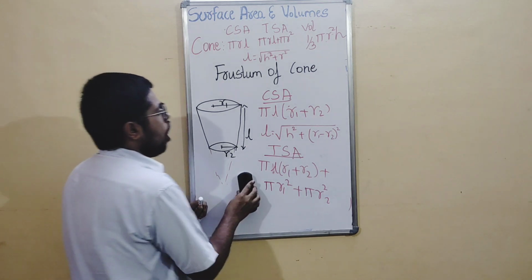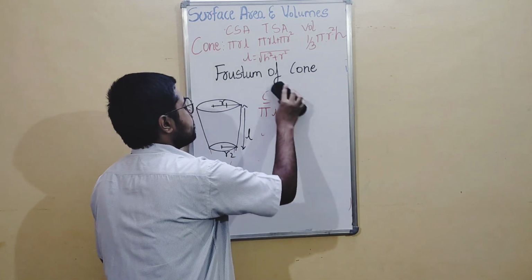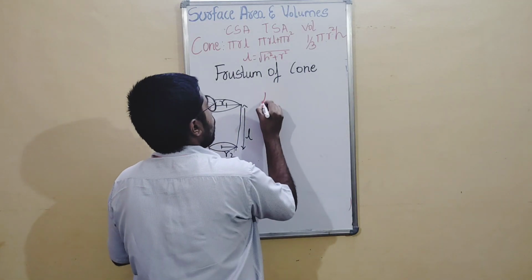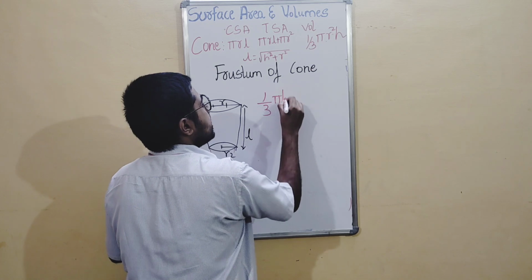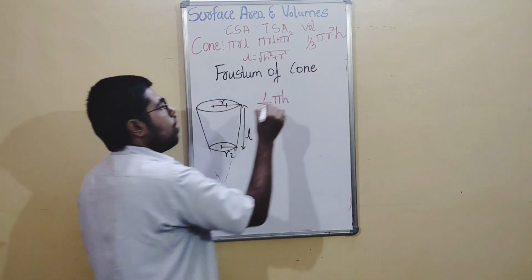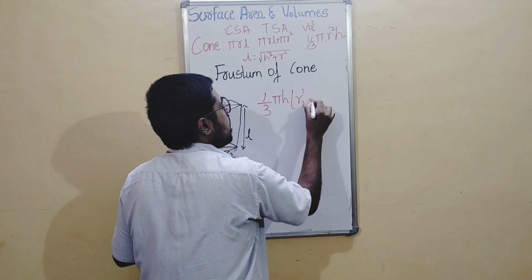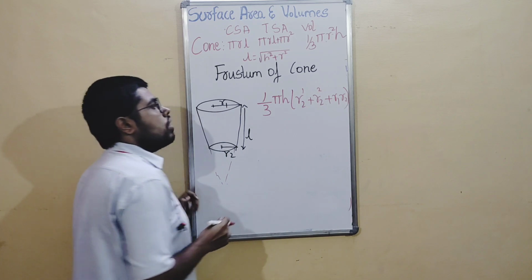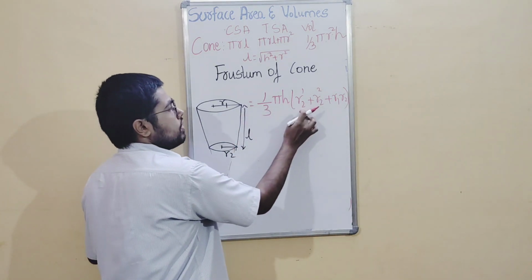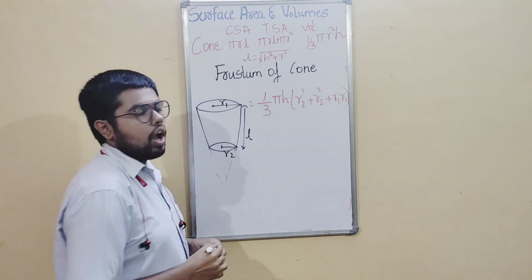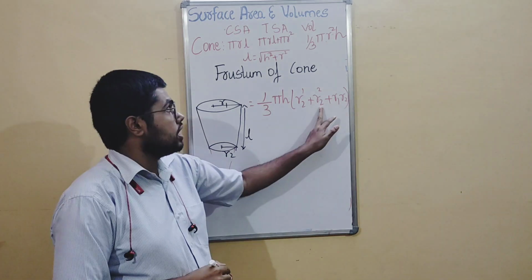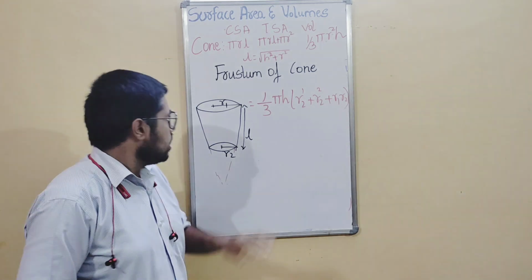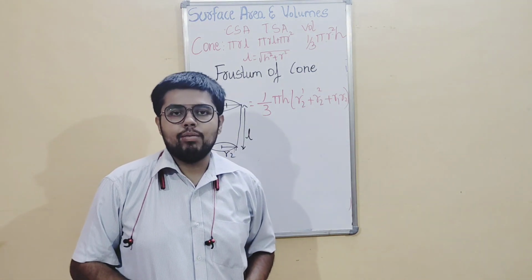Now quickly let us go to the volume. Volume is again very easy. We know that in volume we do not get slant height. Therefore, 1/3 pi h remains. Height is the same, but r will differ. How will r differ? It is r1 square plus r2 square plus r1 into r2. This is how you have to remember it. Remember, there is a square for r1 and a square for r2, because there are two circles, and again r1 into r2. This is how we need to remember the formulas of the frustum of a cone. Thank you.